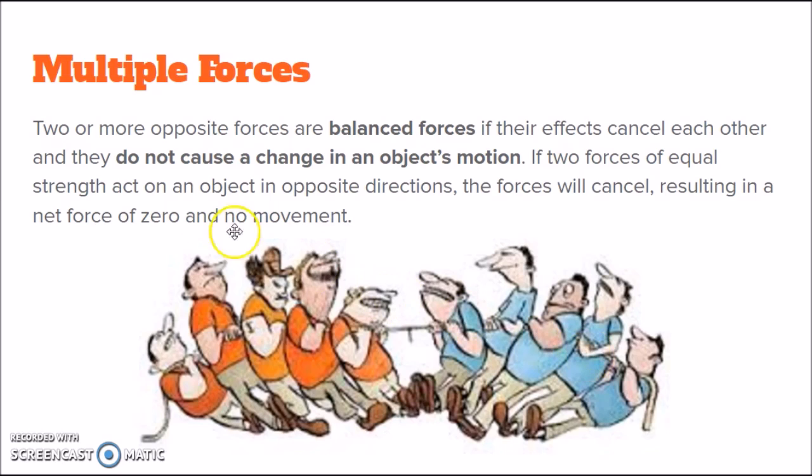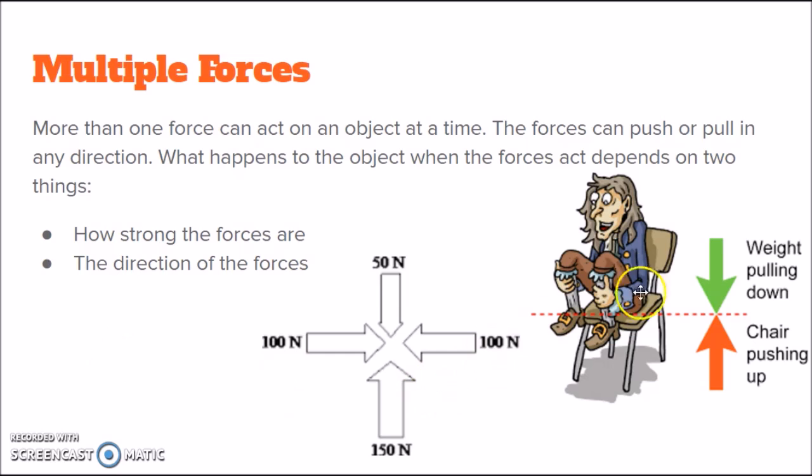In some of these other slides we have seen a person sitting in a chair, like this one. This person doesn't move because the two forces acting on this person are opposite in direction, but they're equal. So when you sit in a chair, your weight is pulling you down, but the chair is pushing back with an equal and opposite force, so you don't move anywhere.